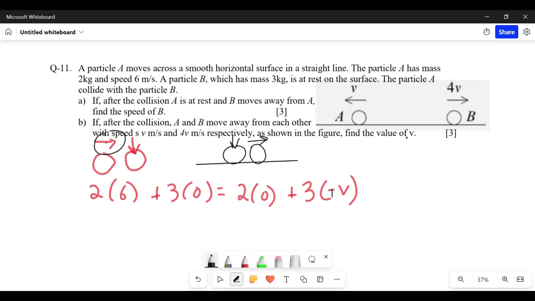It's not moving in the opposite direction. It's moving in the same direction. So this should be 2 times 6 equals 3 times V, which is 12 divided by 3, which is 4.